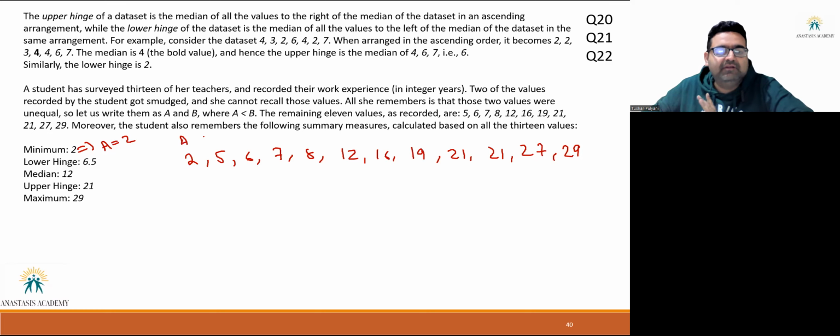So A is already given. If they say minimum is 2, A is already given. Lower hinge, since I right now don't know the median, where B is placed, I don't know lower hinge is median of which, but I know that 6.5 will be the average of 6 and 7. Let's come back to that.